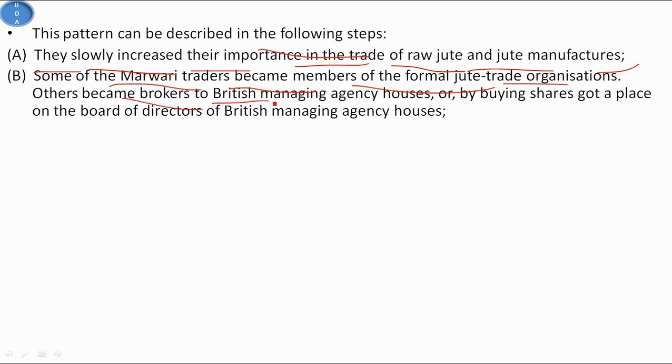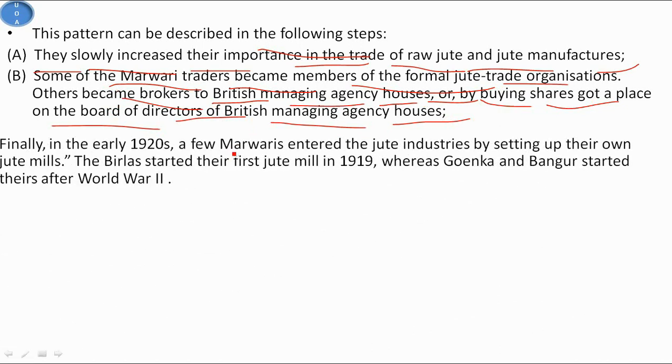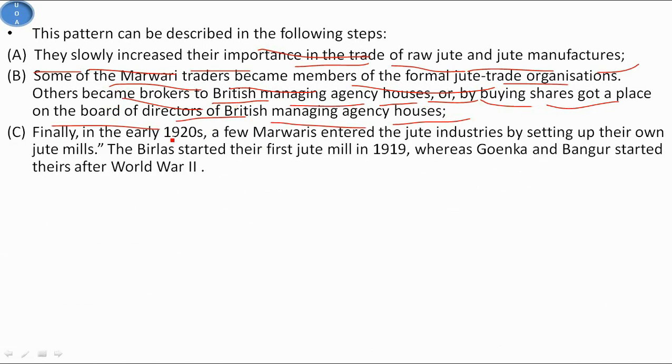Others became brokers to British Managing Agency Houses, or by buying shares got a place on the board of directors of British Managing Agency Houses. Then finally, in the early 1920s, a few Marwaris entered the jute industry by setting up their own jute mills. The Birlas started their first jute mill in the 1920s, whereas Goenka and Bangur started theirs after World War II.